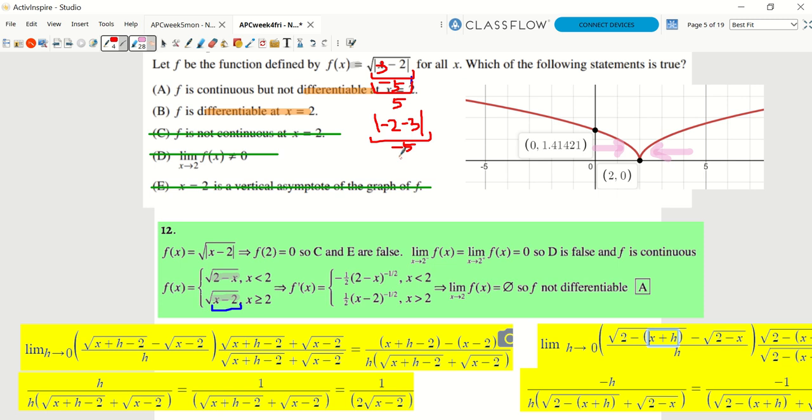Okay. And then this is 5. So all this is saying right here is that for x values less than 2, it's the same as doing the absolute value.